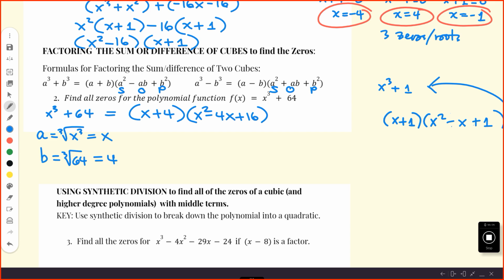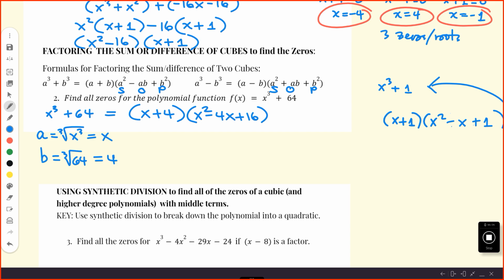Now, since we're going to find all the zeros, we know x plus 4 is a real zero. We can solve for that x, right? x equals -4. But we have to factor out this so that we can find all three zeros, because this is cubic, right? So can we factor x squared minus 4x plus 16? Can we think of two numbers that multiply to positive 16 and sum to -4? If we can, then it's factorable. If we can't, it's not factorable, right?